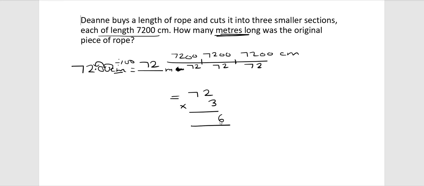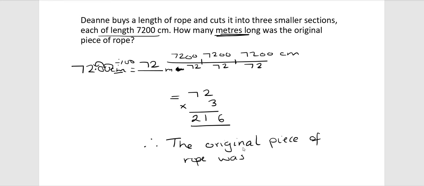3 times 2 is 6. 3 times 7 is 21. So we can say, therefore, it's always good to write a sentence as your final answer when doing worded problems. So the original piece of rope was 216 meters. They wanted it in meters. Okay?